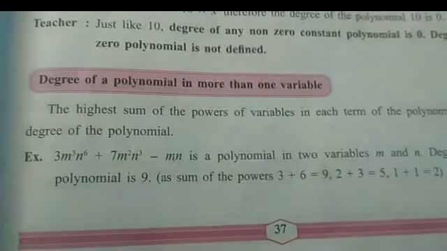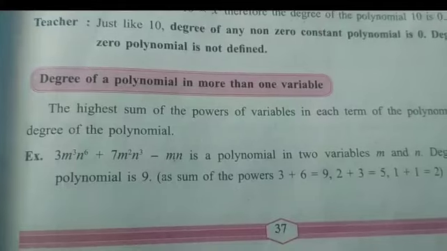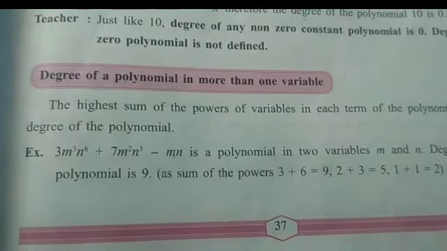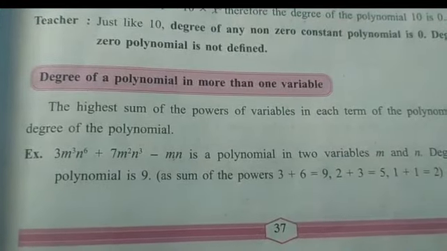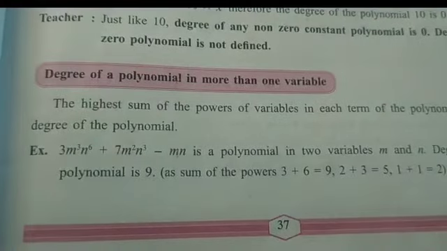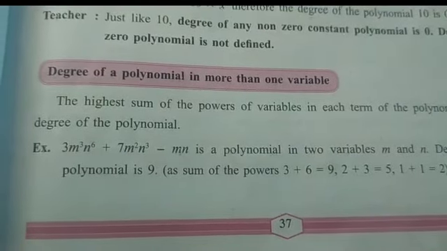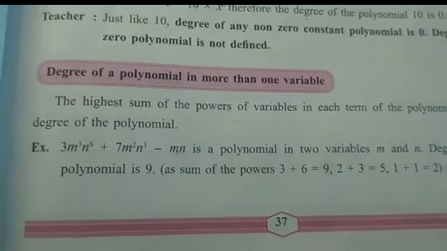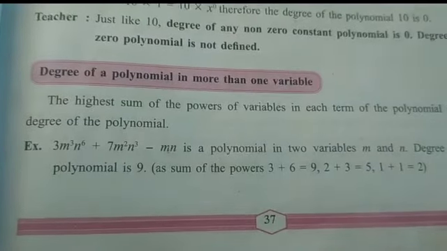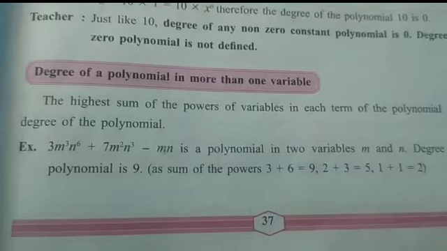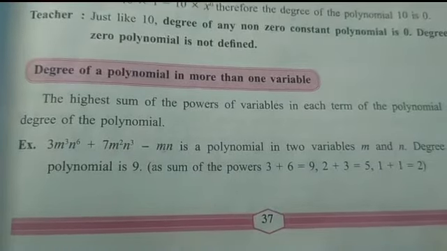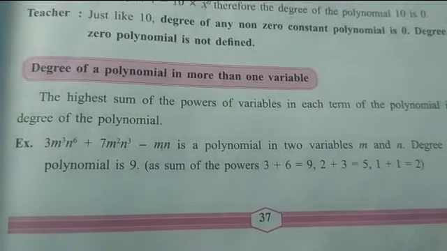In the second term, the sum of the powers of the variables is 5, and in the third term the sum of the powers of the variables is 2. And that's why we can tell the highest sum is 9, and that's why the degree of the polynomial is 9 here.